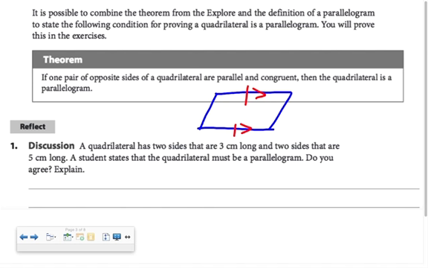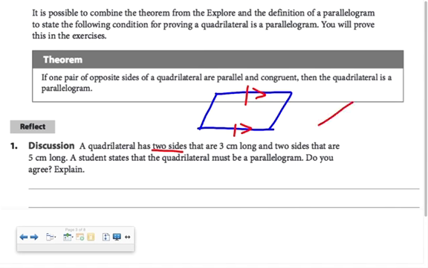So in this example, I have that a quadrilateral has two sides that are 3 centimeters long and two sides that are 5 centimeters long. And a student states that the quadrilateral must be a parallelogram. Do you agree? Well, some of you may have the gut instinct to say, yes, if I have two pairs of congruent sides, then that's enough. However, it only said that there are two sides. It didn't say that they were opposite congruent sides.